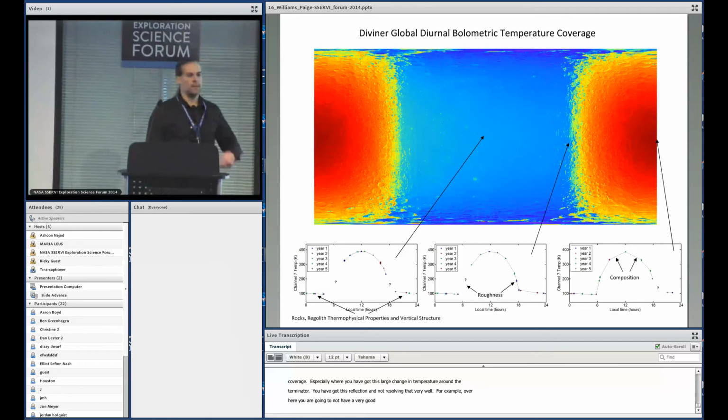And so as we take more and more data, we start to fill in these diurnal curves everywhere. This map will just keep getting sharper and sharper. And so the idea is we'll just keep releasing these and updating them.